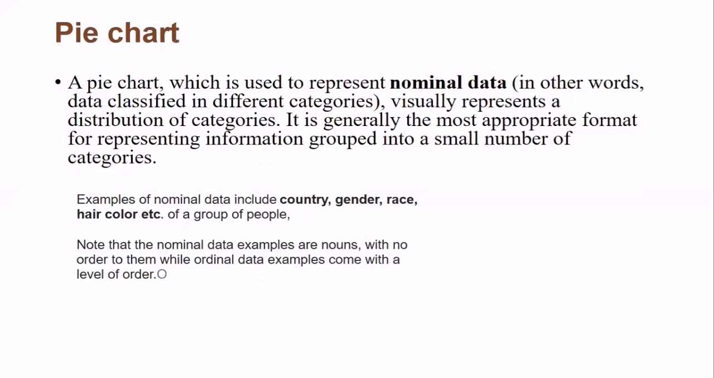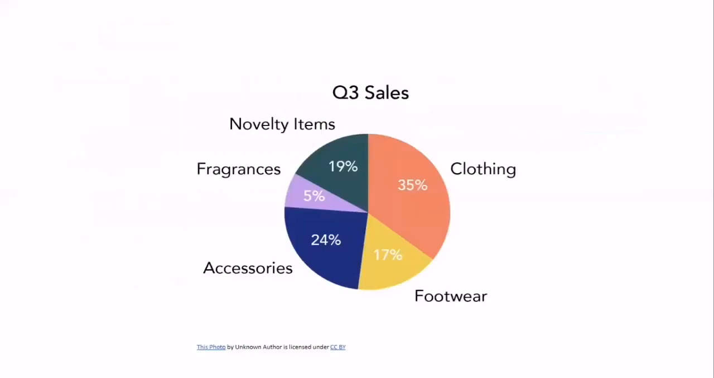Usually, a nominal data examples are nouns, no? Wala silang order, no? So hindi sila ordinal data. Okay, so kapag nominal data, you can use pie chart. It's generally the most appropriate format for representing information group into a small number of categories. Okay, this is an example of a nominal data. If you can see here, no, fragrances is 5%. No, it is expressed in percentages, and the whole pie is equivalent to 100%.